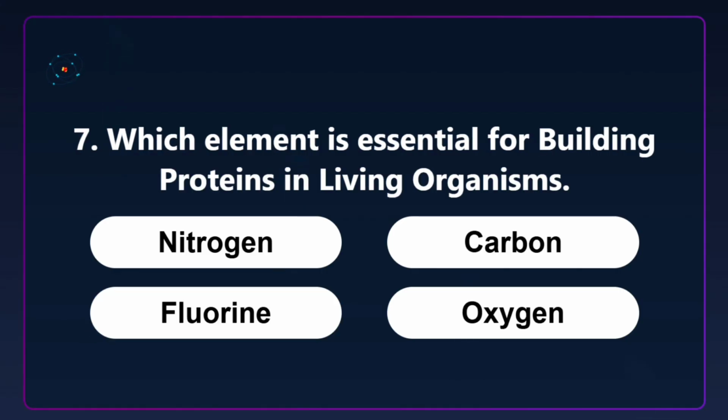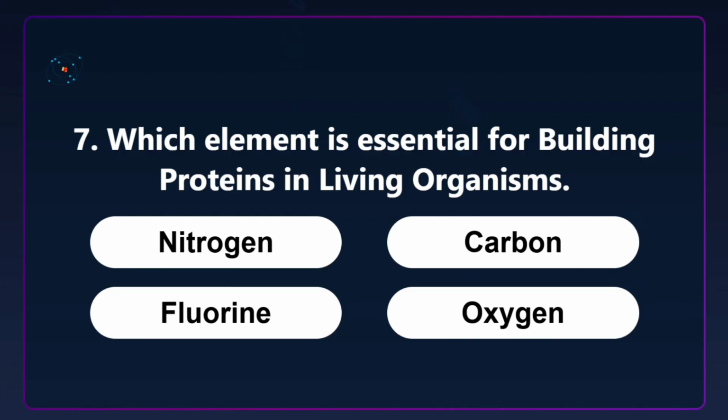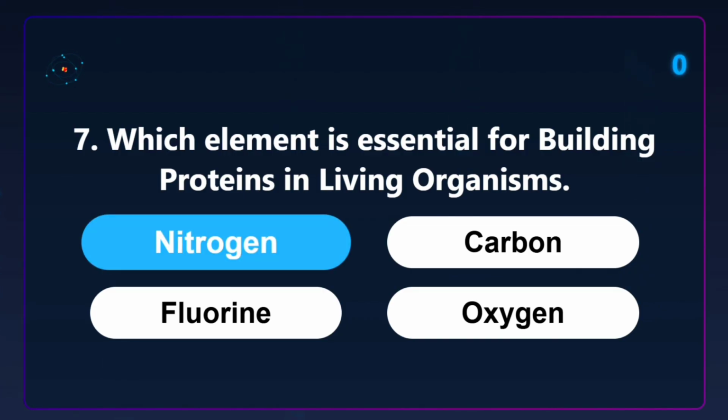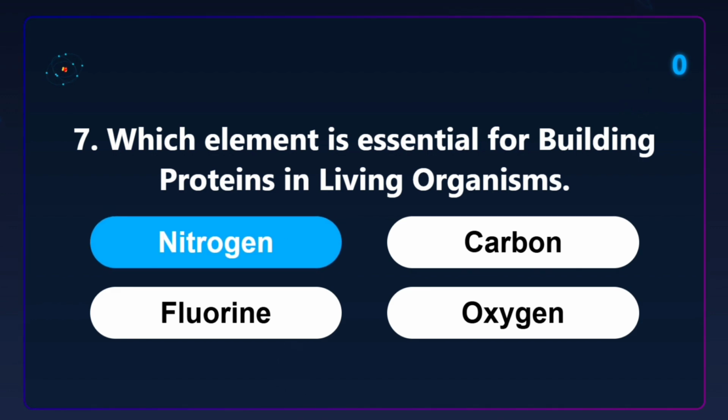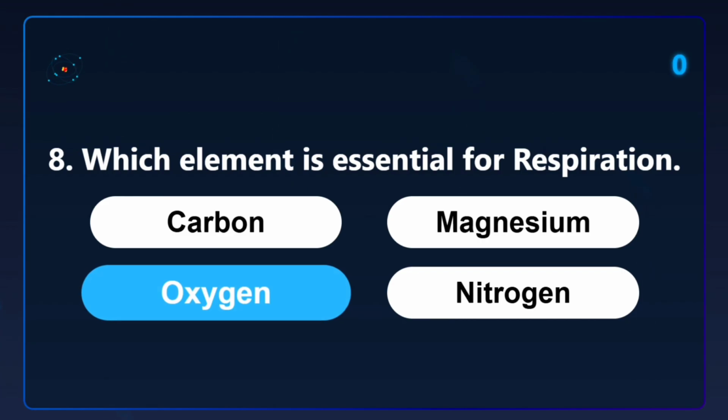Question 7. Which element is essential for building proteins in living organisms? The answer is nitrogen. Question 8. Which element is essential for respiration? The answer is oxygen.